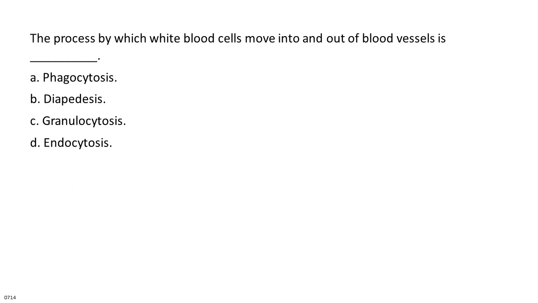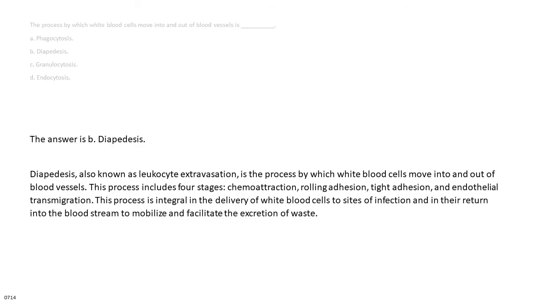The process by which white blood cells move into and out of blood vessels is what? A. Phagocytosis. B. Diapedesis. C. Granulocytosis. D. Endocytosis. The answer is B. Diapedesis.